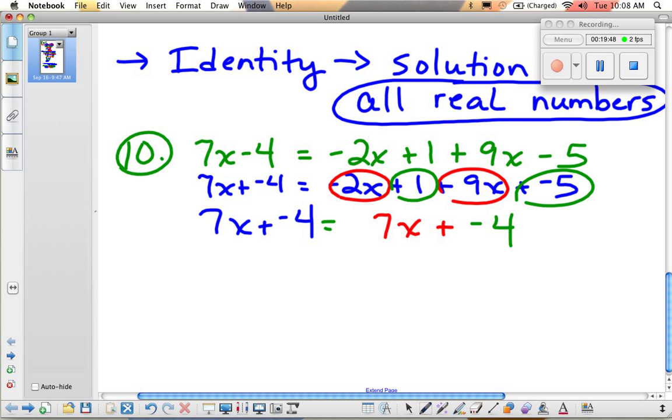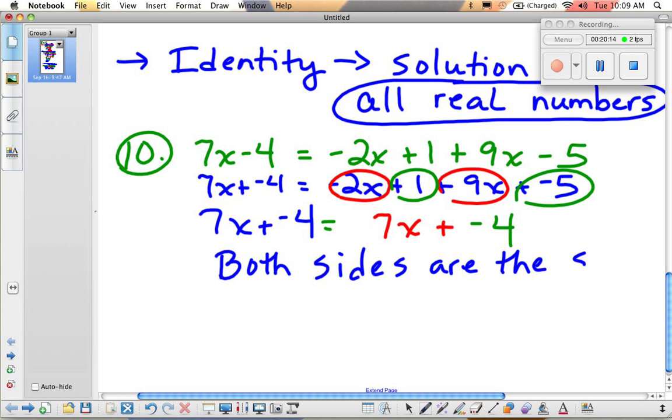Ooh. What happened? Solution? We have an identity. Well, which one is it? Does the left side look exactly like the right side? Oh, they match. This is an identity. Both sides are the same. I love it when both sides are the same. I get to stop and I get to write down solution is all real numbers.